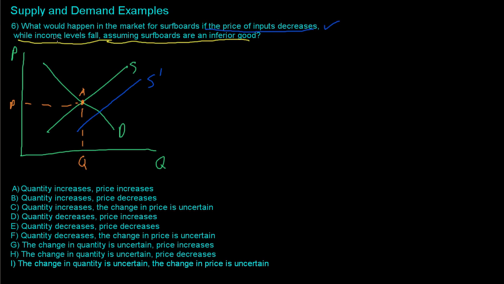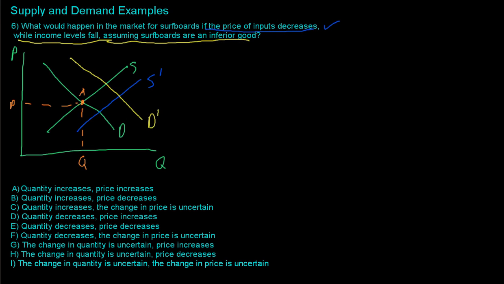So while income levels fall, assuming surfboards are an inferior good. Remember, the definition of an inferior good is that if income goes down, demand for inferior goods goes up. In reality, surfboards probably aren't an inferior good, but I just wanted to do a video with an inferior good so that you could understand how they work. So income levels fall means that people demand more surfboards because surfboards are an inferior good in this question. So that is going to lead to an increase in demand. So demand will go from the green demand labeled D to this yellow demand labeled D prime.